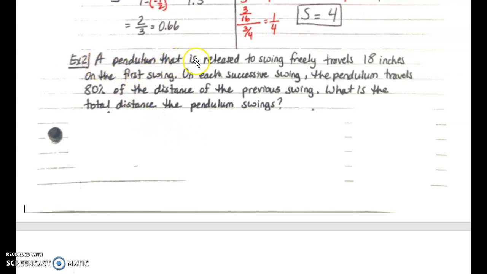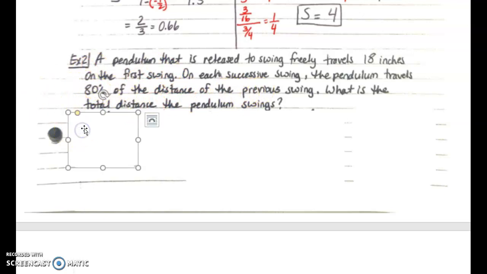So we have a word problem here. It says a pendulum that is released to swing freely travels 18 inches on the first swing. On each successive swing, the pendulum travels 80% of the distance of the previous swing. What is the total distance the pendulum swings? So the first swing is 18 inches, but then every next swing is 80% of its previous swing. The second swing is 80% of the first one. The third swing is 80% of the second one. The fourth swing is 80% of the third one.